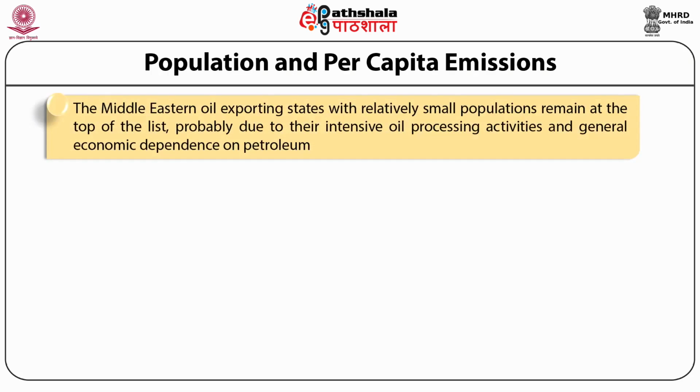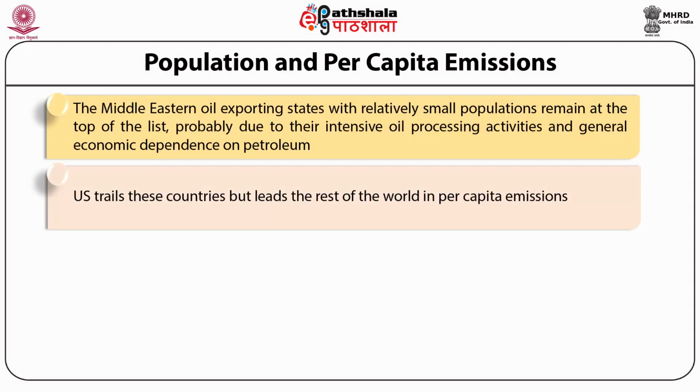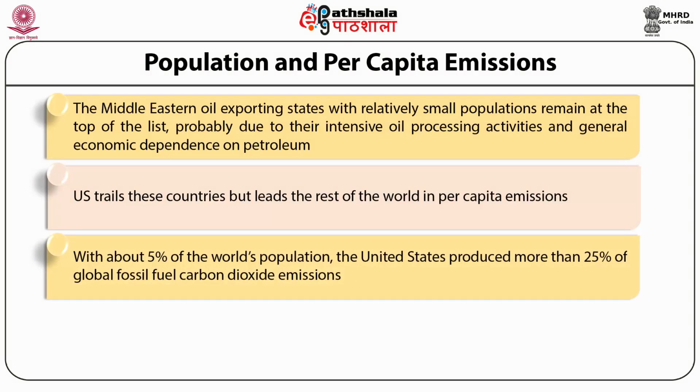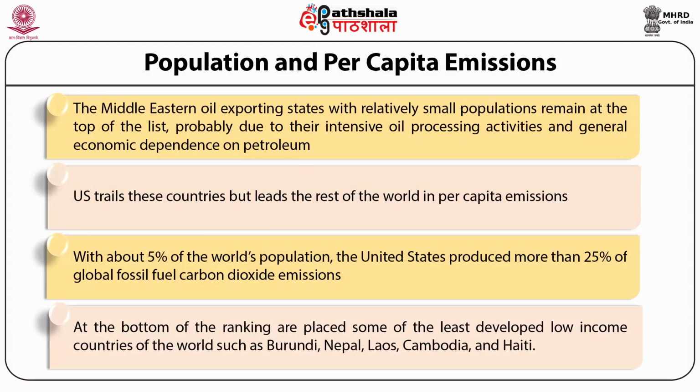The Middle Eastern oil exporting states with relatively small populations remain at the top of the list, probably due to their intensive oil processing activities and general economic dependence on petroleum. The US trails these countries but leads the rest of the world in per capita emissions. With about 5% of the world's population, the United States produced more than 25% of global fossil fuel carbon dioxide emissions. At the bottom of the ranking are placed some of the least developed low-income countries of the world such as Burundi, Nepal, Laos, Cambodia, and Haiti.